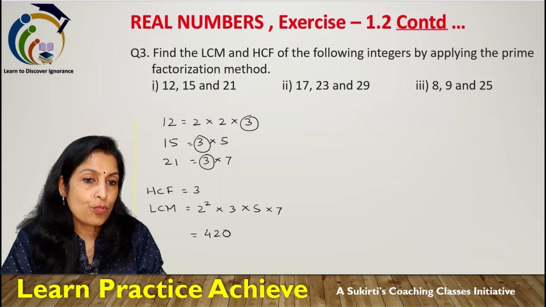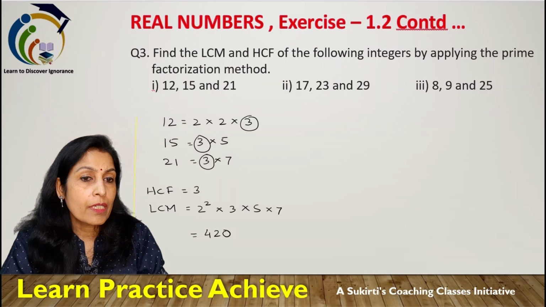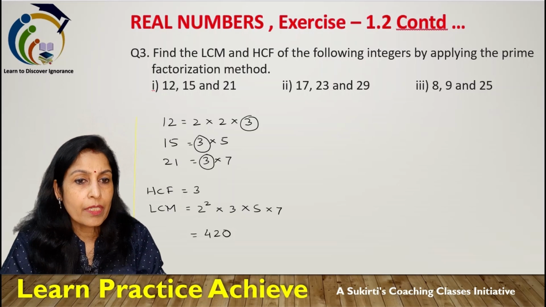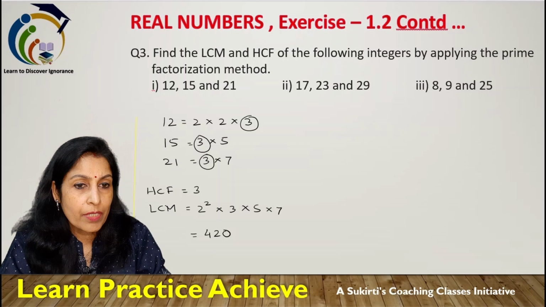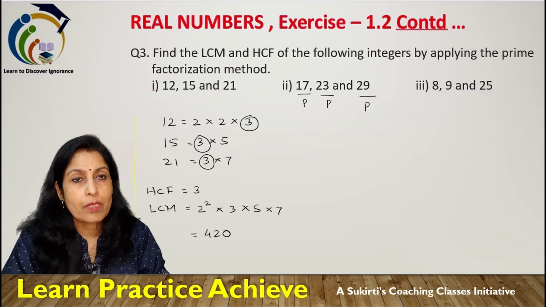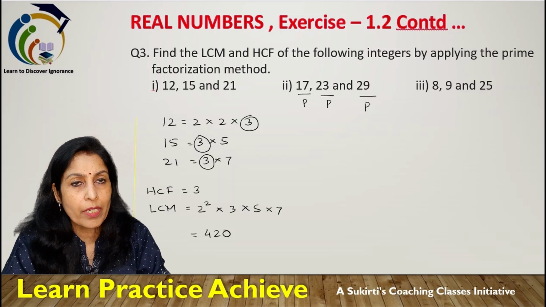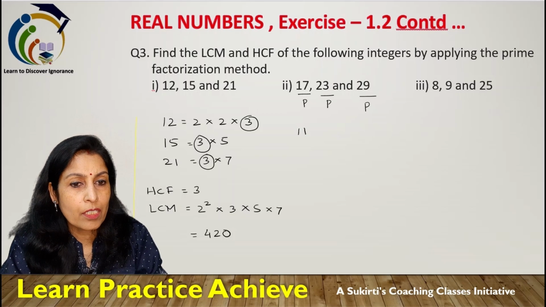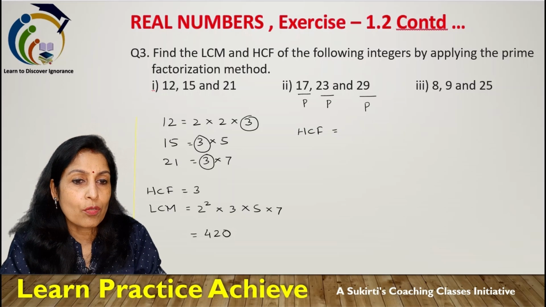Now when we go to question number 3, part number 2, here you have to find the SCF and LCM of these numbers. Before finding it, just check the numbers. 17 is a prime number. Again 23 is a prime number and 29 is also a prime number. If all the numbers are prime numbers, it means there are only two factors of a prime number, 1 and the number itself. Because all these three are prime numbers, directly you can write SCF here is equal to 1.